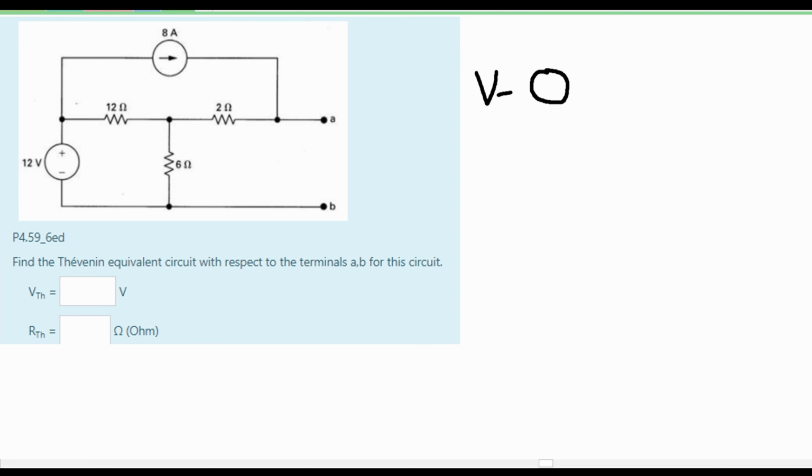We're going to have our voltage here. It's going to be a plus minus. And then we are going to have a resistor up top here. This is going to be our RTH. And then we're going to have our terminals A and B out here.